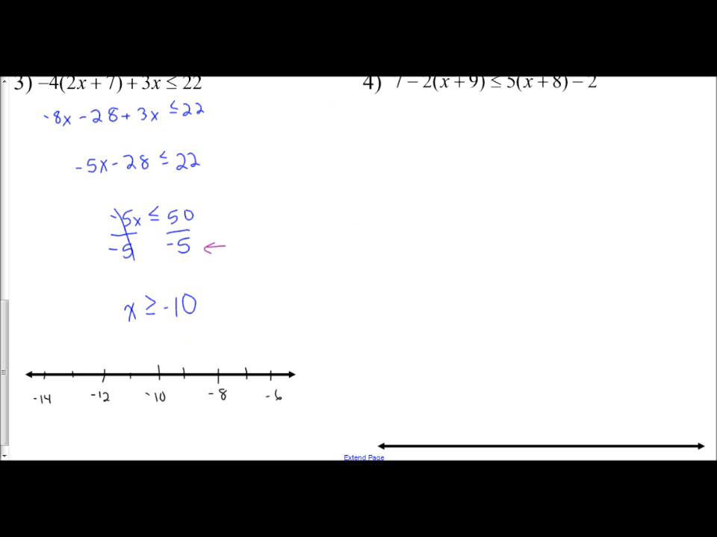So x is greater than or equal to negative 10, which means I have a closed circle on negative 10. Greater than would be all the numbers to the right of it. And there's our solution.